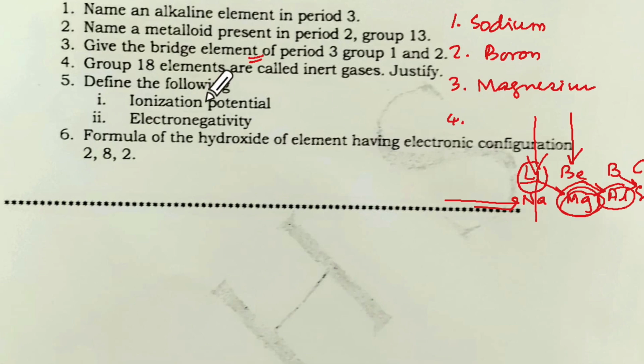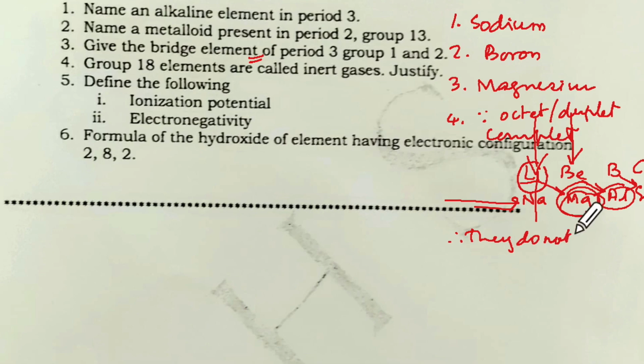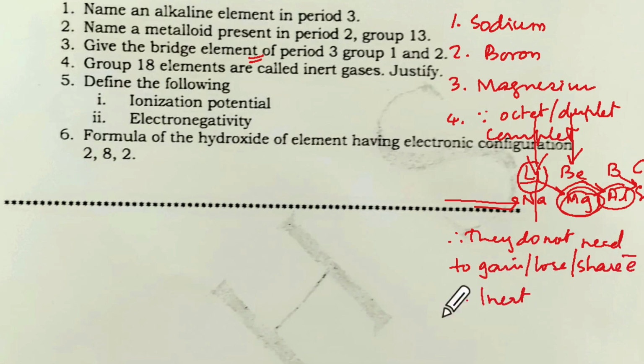Okay. Then we come to group 18 elements are called inert gases. Why do you say? Since octet or duplet is complete. Therefore, they do not need to gain, lose or share electrons, therefore inert. Is it okay if I give you in points?